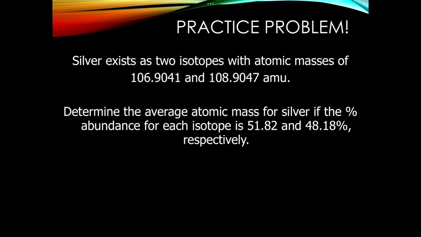Silver exists as 2 isotopes with atomic masses of 106.9041 and 108.9047 AMU. And we want to figure out the average atomic mass for silver. The percent abundances for each isotope are 51.82 and 48.18% respectively. And when it says respectively, that means that the first number goes with the first number and the second number goes with the second number.